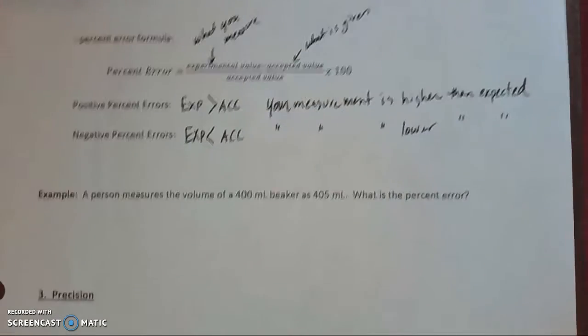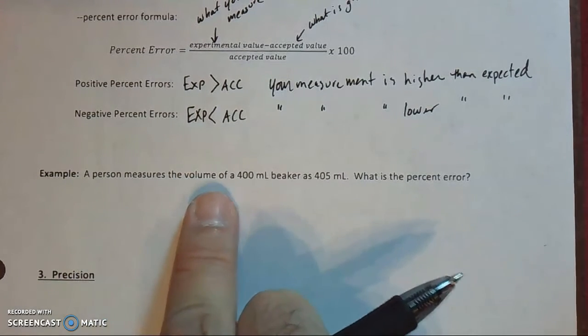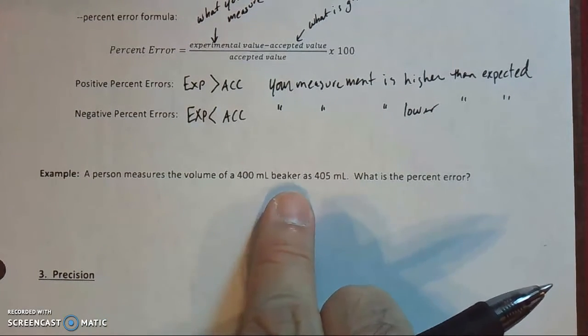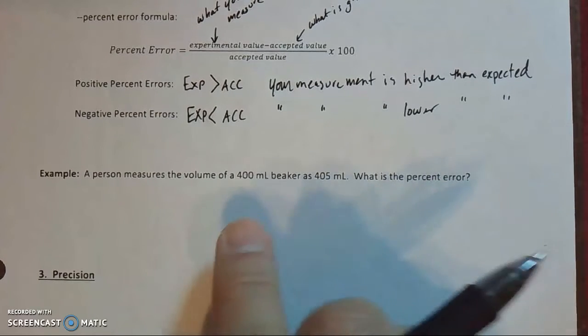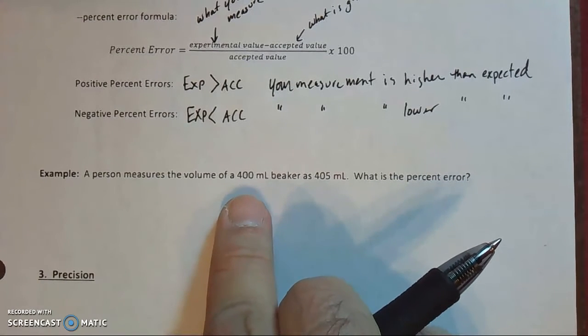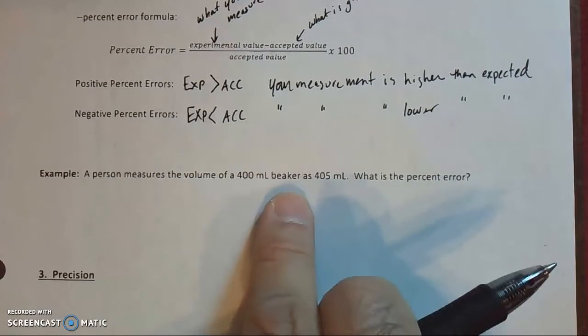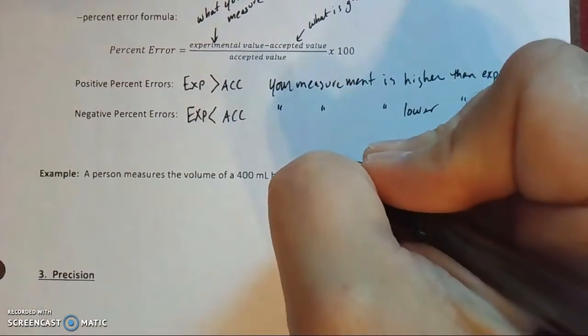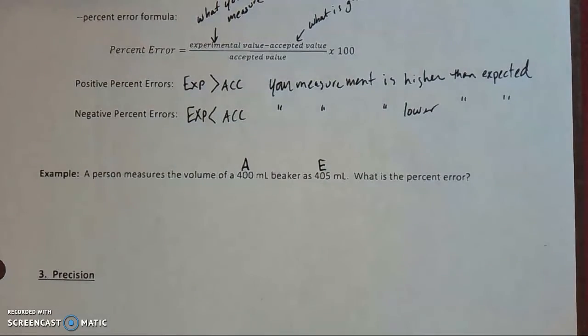So we would use this as follows. A person measures the volume of a 400 milliliter beaker as 405 milliliters. What is the percent error? So the first thing you have to figure out is which measurement is experimental and which is accepted. So with this, a person measures the volume as 405. So this is our experimental, and it should be 400.